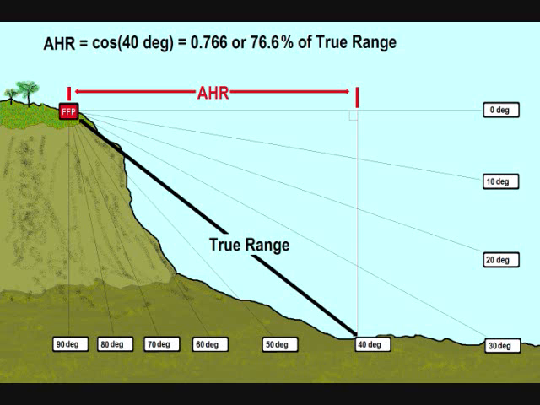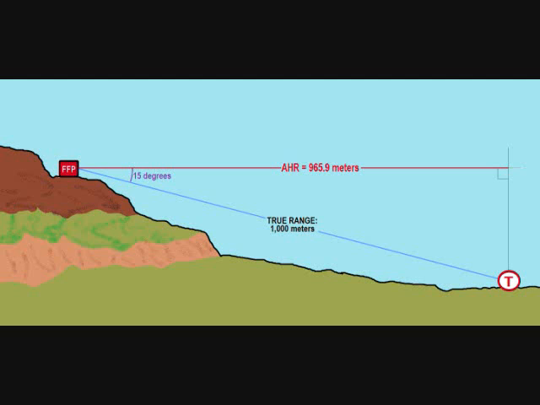Well, it would be less of a change at the 15-degree slope. Like I said before, the less the slope, the less all this stuff is going to affect you. But at the 15-degree slope, your actual horizontal range for a 1,000-meter shot is 966 meters. So it's almost the full 1,000. It's like 96% of it.